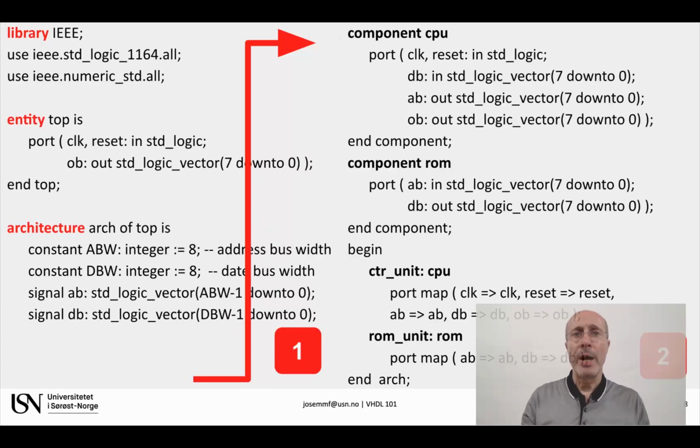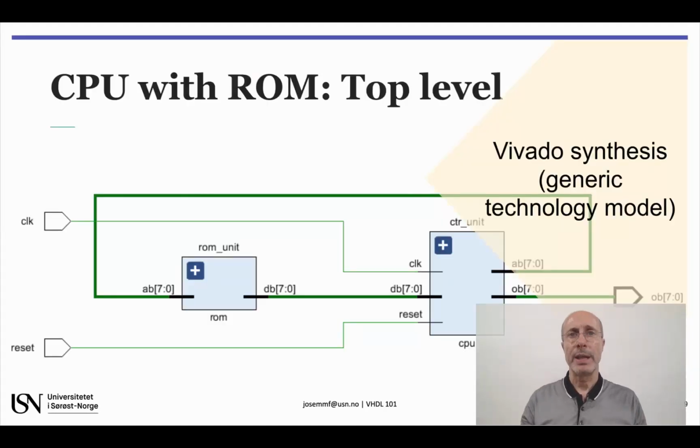We now have two VHDL design files, one for the CPU and the other one for the memory. We need to create a top-level description to put them together, as shown in this slide. The generic technology model created by Vivado is shown here. You can see the ROM and the CPU and their interconnections created as expected.